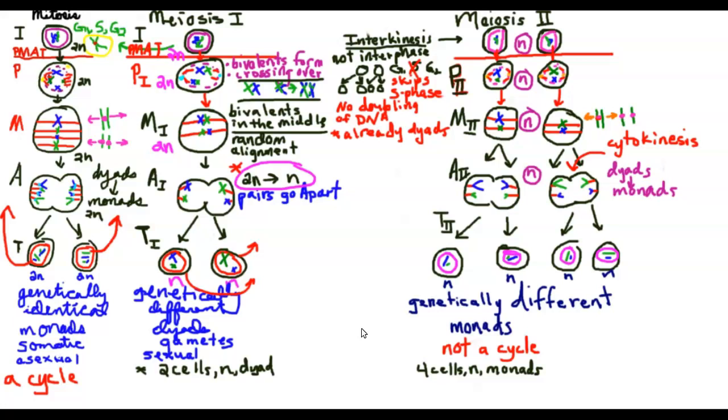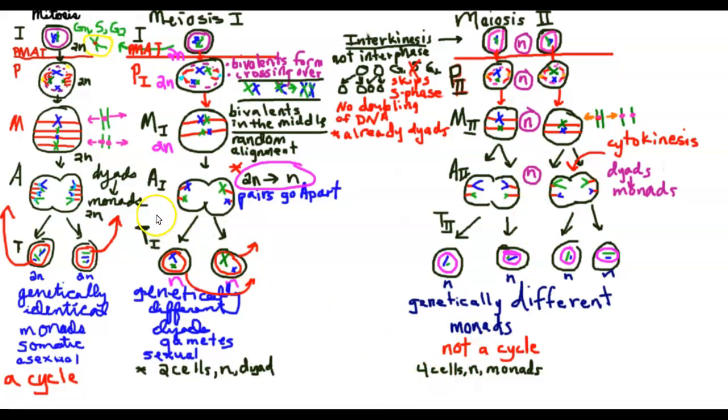Now the difference we see is in metaphase 1. Another way to mix up the DNA is random alignment, where it's random how they line up in the middle. And this is the only place you're going to have bivalents. So let's compare. Mitosis, single file. Metaphase 1, pairs. Metaphase 2, single file.